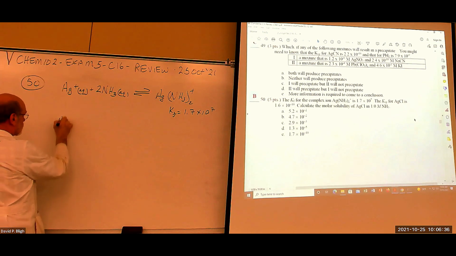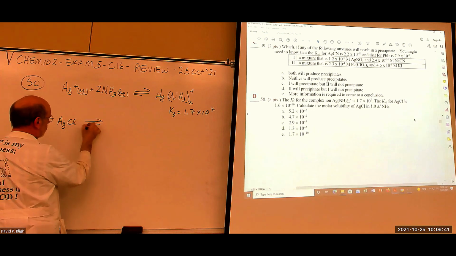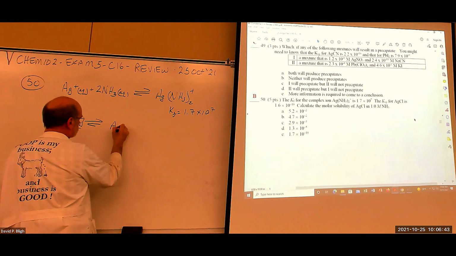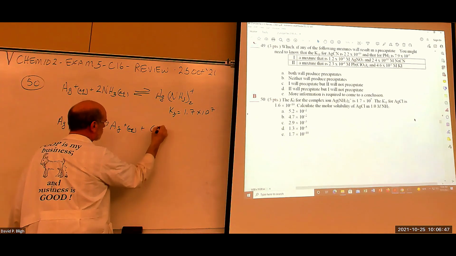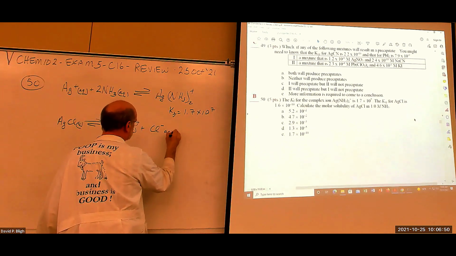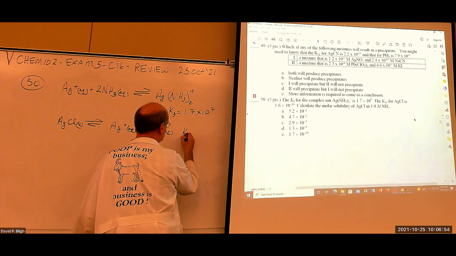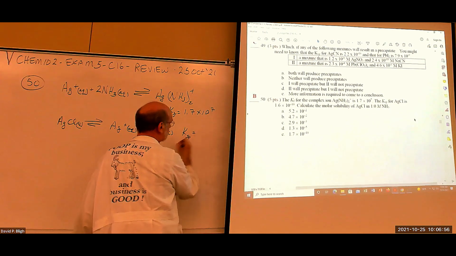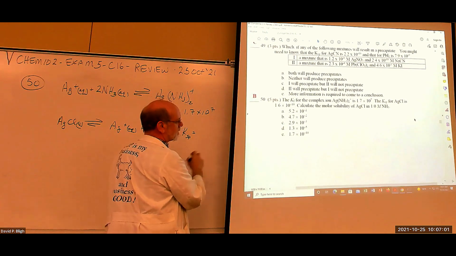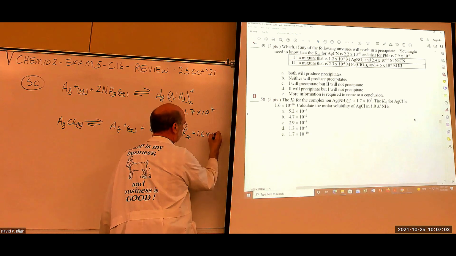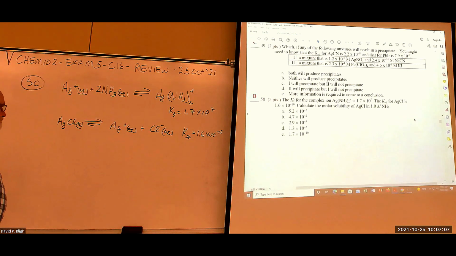Then the solubility of silver chloride, solid, silver ions, and chloride ions. And the Ksp for this one is 1.6 times 10 to the minus 10. Okay?